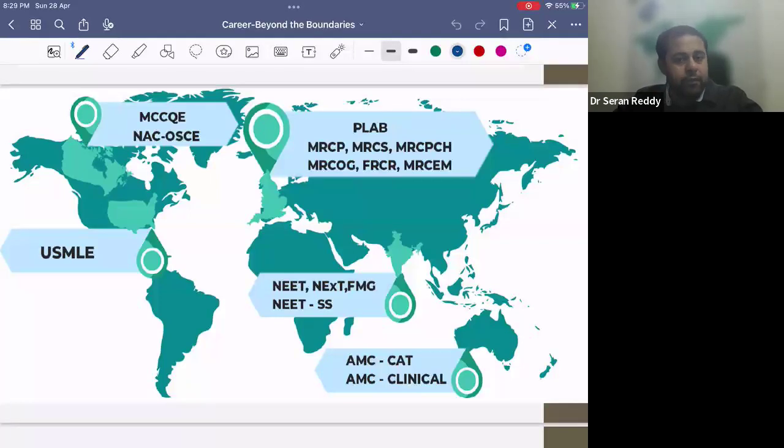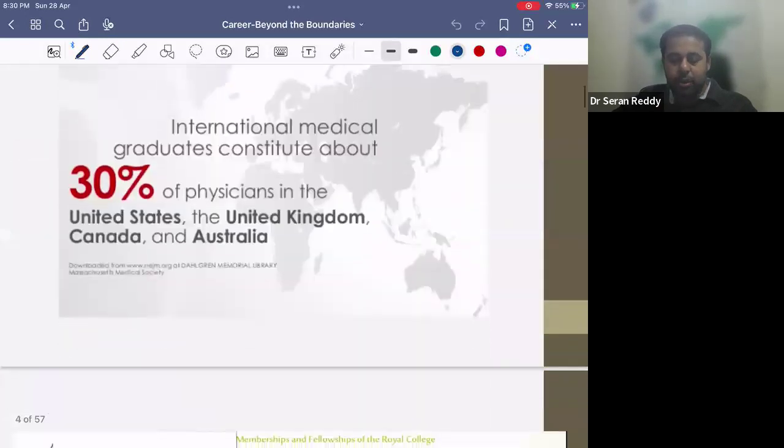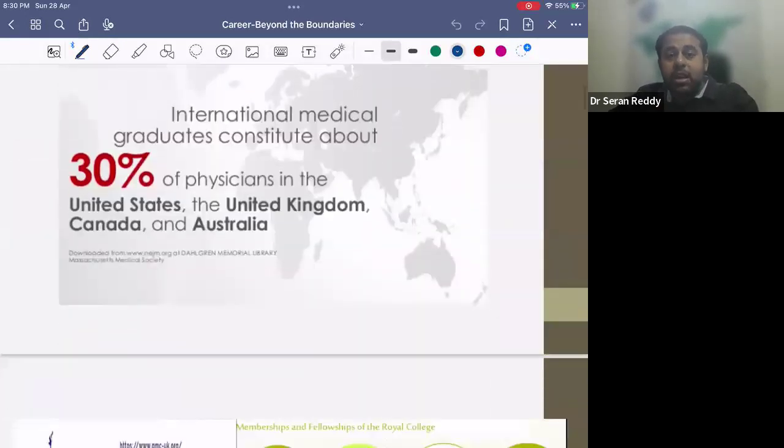And second is the USMLE pathway. Third is Australia AMC exams. Fourth is Canada MCQ and NAC OSCE. And fifth is New Zealand. These are the 5 countries where you can go. Here we'll be discussing primarily about 3 countries. You see, international medical graduates constitute about 30% of the physicians of US, UK, Canada, and Australia. That's a staggering number.